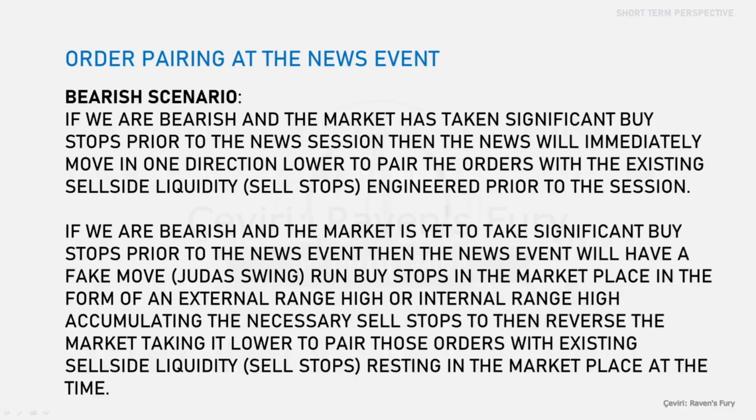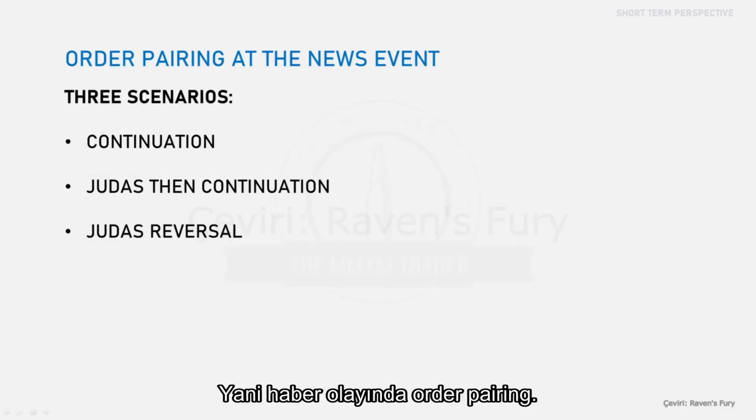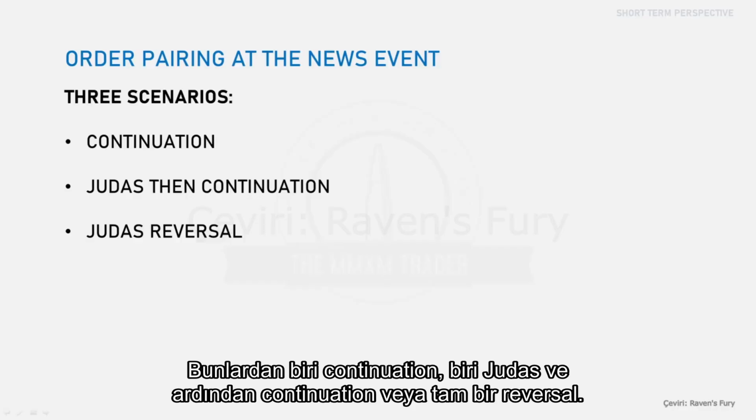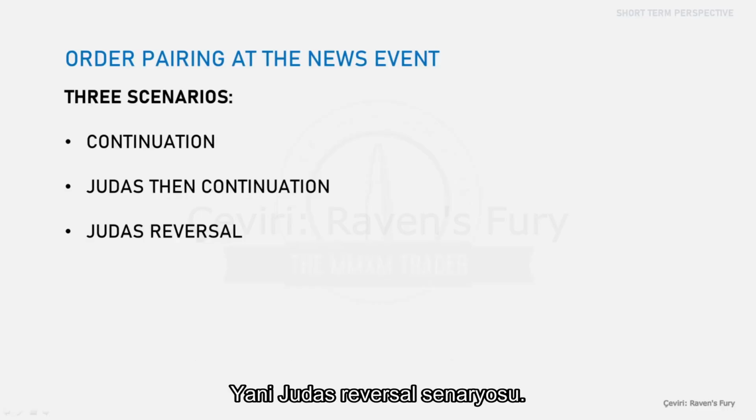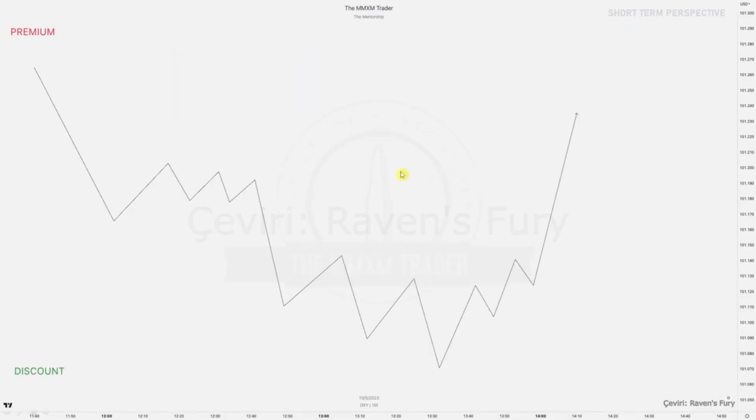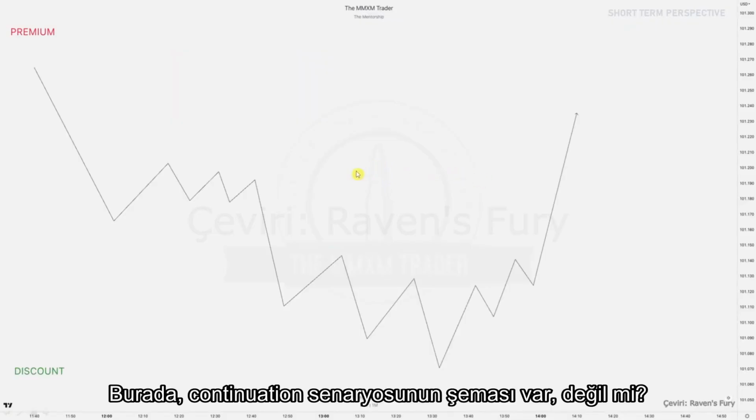So order pairing at a news event, there are three scenarios we can look at. We have that continuation, we have that Judas and then continuation, or we have a complete reversal, so we have a Judas reversal. So over here we've got a schematic of that continuation scenario, right?